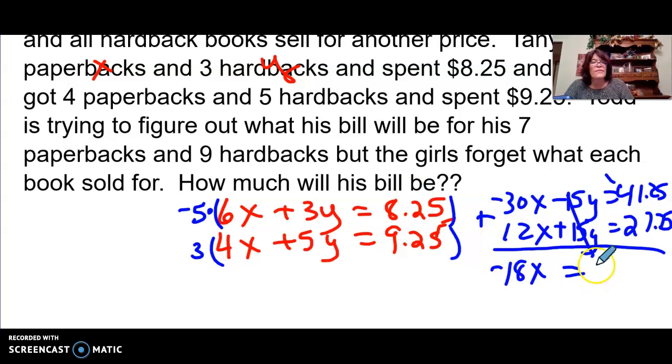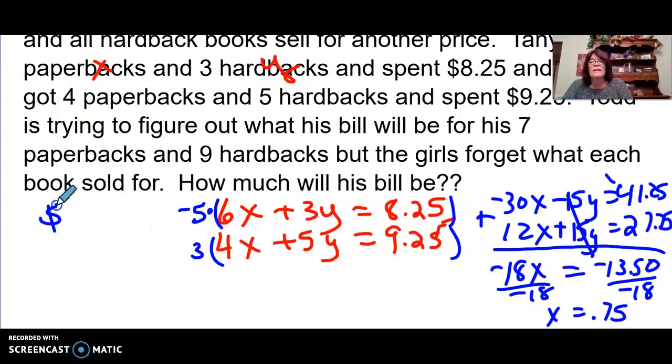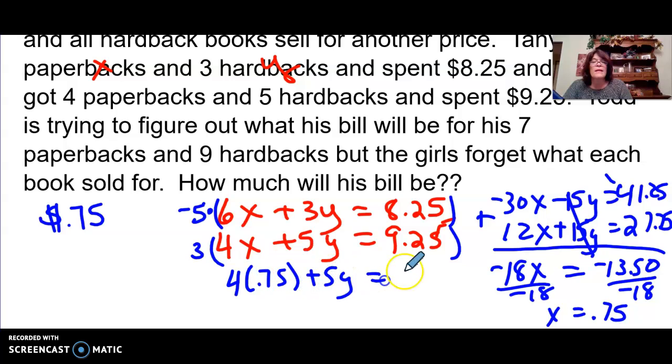That's negative 1350. So if I divide by negative 18, I get x to be 75 cents. So a paperback book must have been 75 cents. To figure out what a hardback book is, I'll pick either one of these equations. I'll just do this bottom one, okay? And I'll plug the 75 cents in and solve that for y.